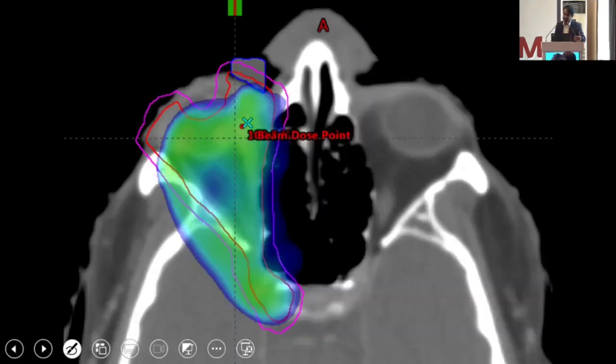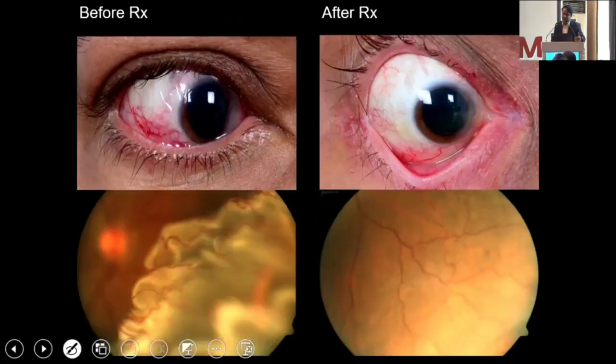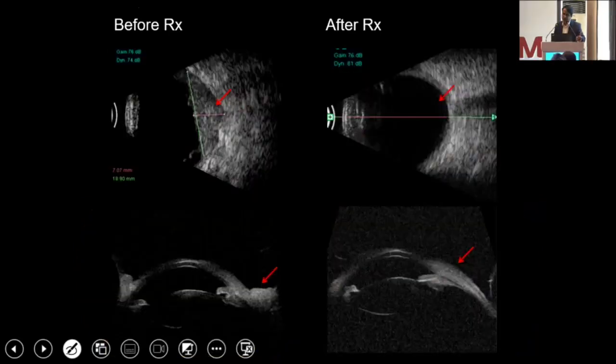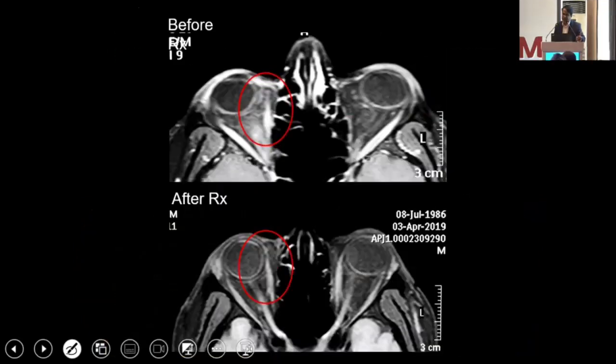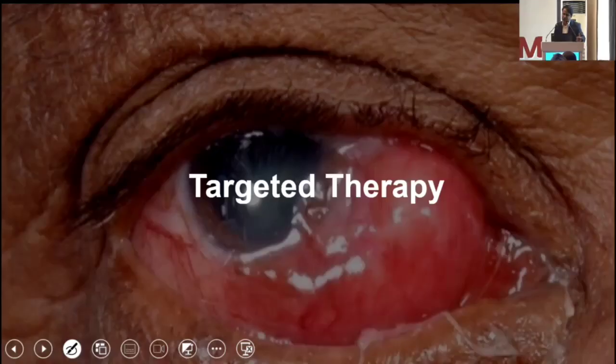This was clearly exenterable, but still, since the patient was not keen at all and had no metastasis, we used stereotactic radiation. You can see complete resolution of extraocular retinal detachment, the intraocular component on B scan and UBM, and the patient continues to retain his vision.